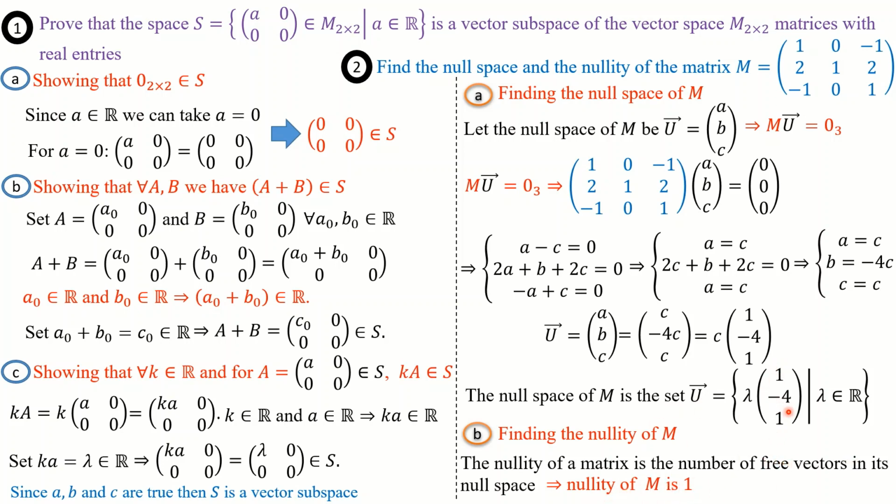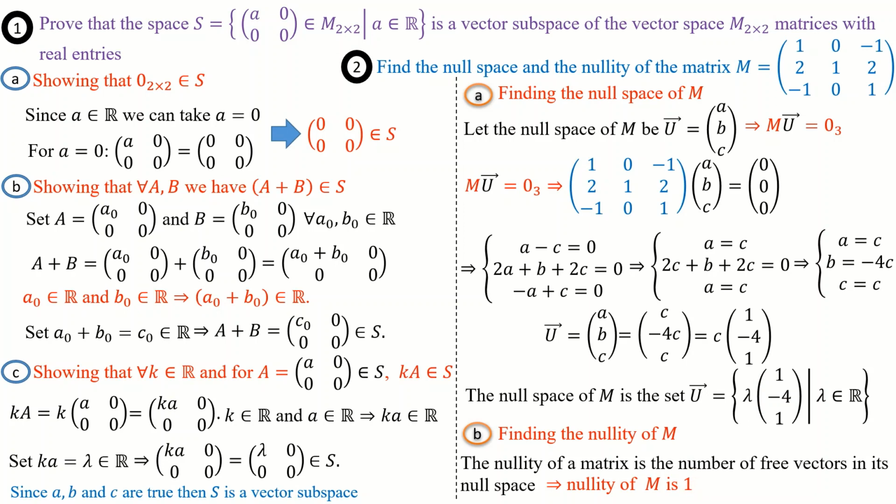If we had two of them, maybe lambda times this matrix plus beta times another matrix, then our basis will simply be this matrix here and the other matrix that beta multiplies. So there are going to be two free vectors by letting lambda and beta be equal to 1, and the nullity is going to be 2, but in this case we have the nullity equal to 1.